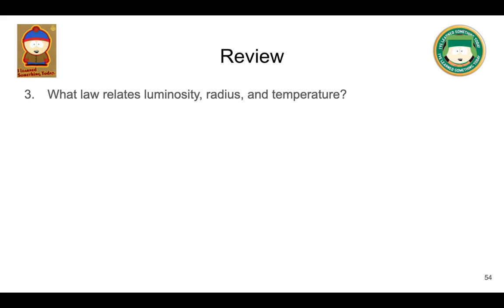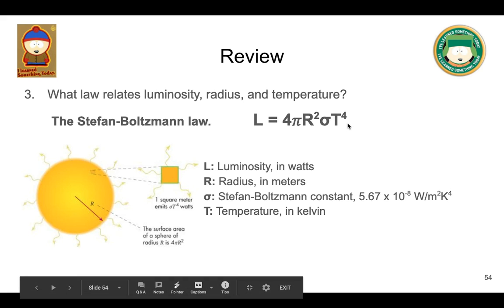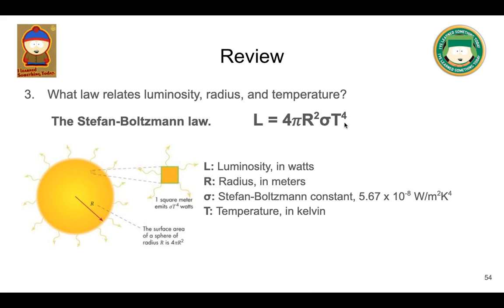What's the law that relates luminosity, radius, and temperature? That one is called the Stefan-Boltzmann law. So luminosity equals 4 pi r squared, where r is the radius of the star, times sigma, the Stefan-Boltzmann constant, times the temperature to the fourth. Looking at the math, luminosity has a very strong dependence on temperature, meaning if the temperature goes up by a little bit and that little bit gets taken to the fourth power, the luminosity is going to go up by a lot.